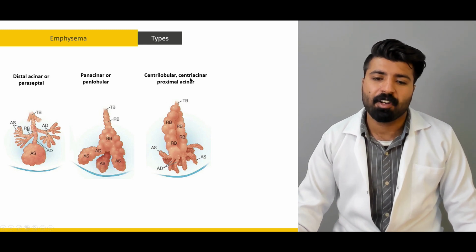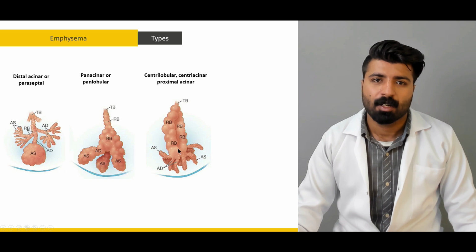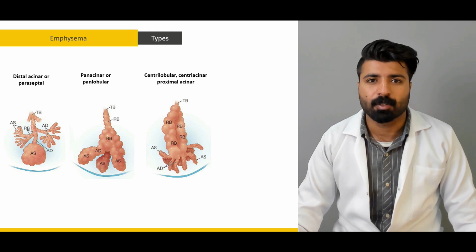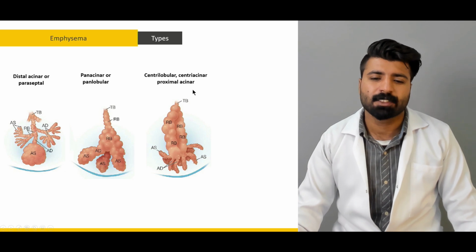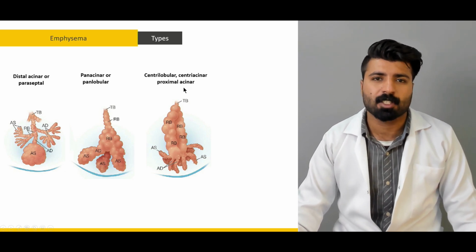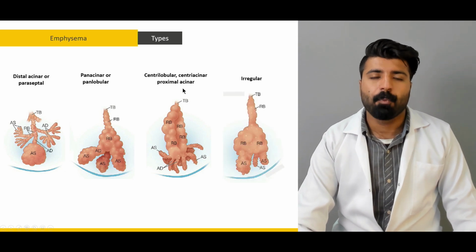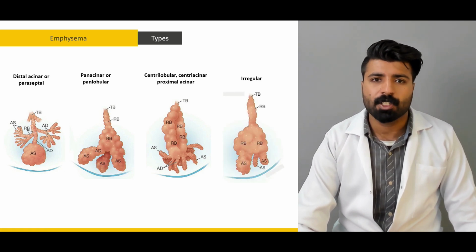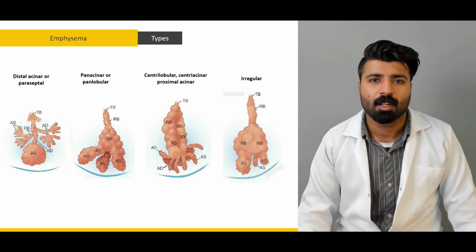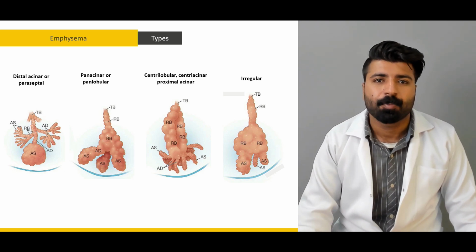Then comes centrilobular or centriacinar or proximal acinar. This is a type of emphysema which leads to the destruction of not alveoli, but only respiratory bronchioles, only terminal bronchioles. They are being affected. Alveoli are totally fine. This is called centrilobular or centriacinar or proximal acinar. Then we go on to irregular. There's no regulation at all. It's affecting everything. We see it in fibrosis of the lungs.